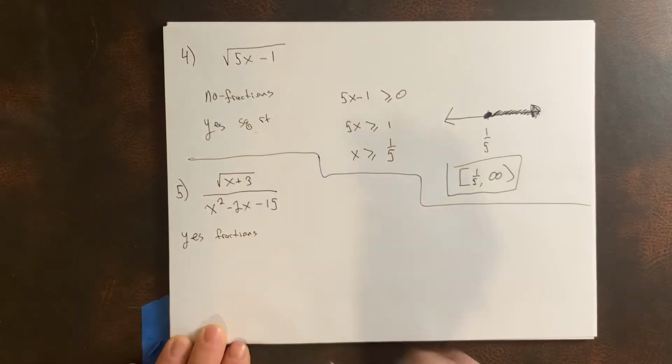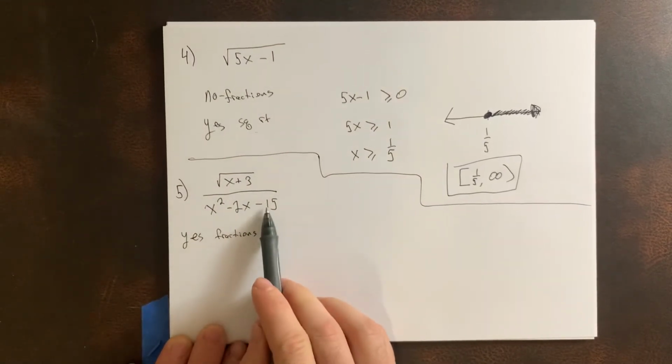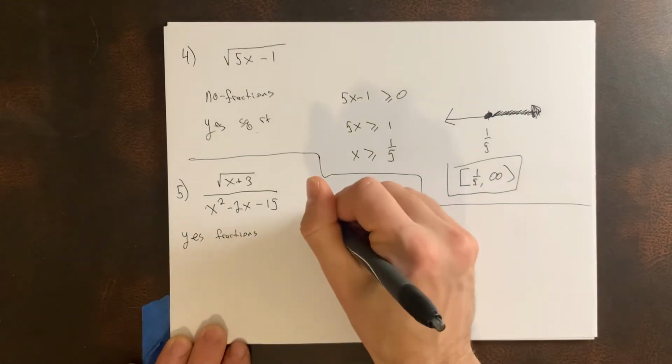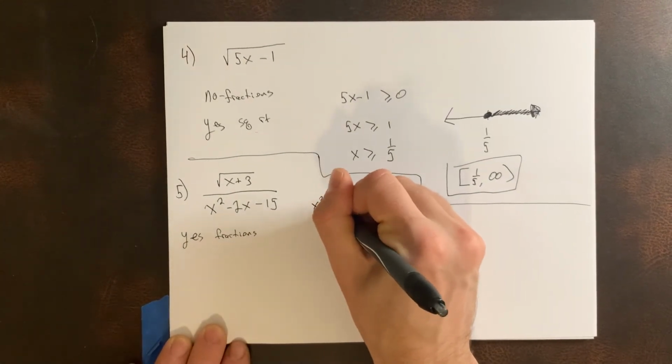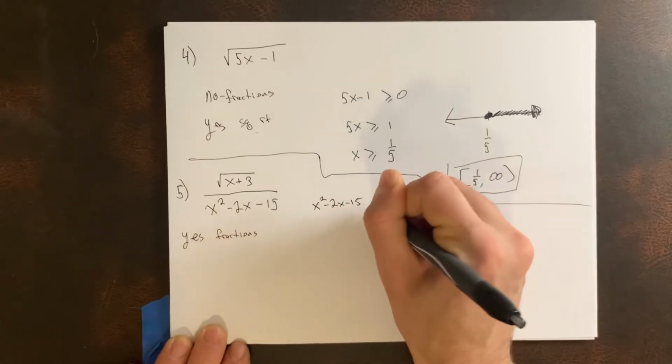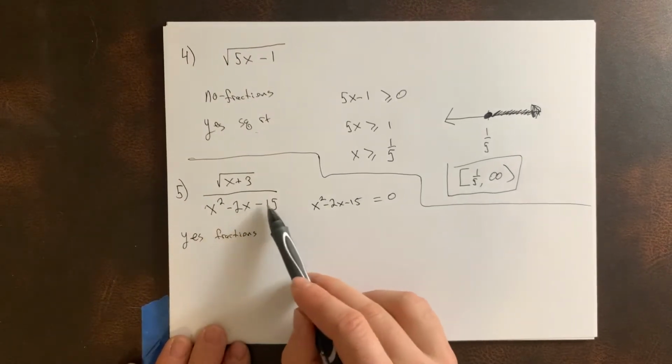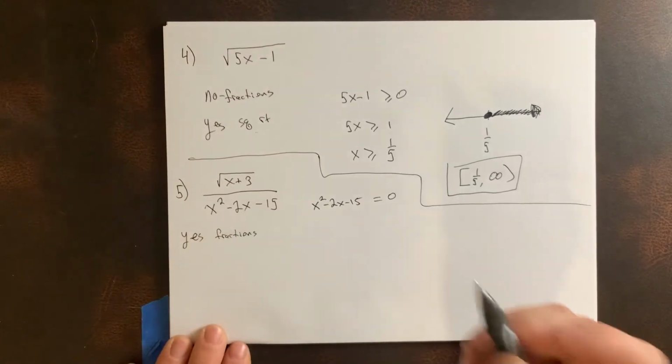So what do we do when we say yes to fractions? Well, we take the bottom of our fraction and set it equal to 0. So the bottom of our fraction is x squared minus 2x minus 15. Set that equal to 0. And then just like before, we have to solve for x because we can't have the bottom of this fraction be 0. So we have to figure out what are those x values.